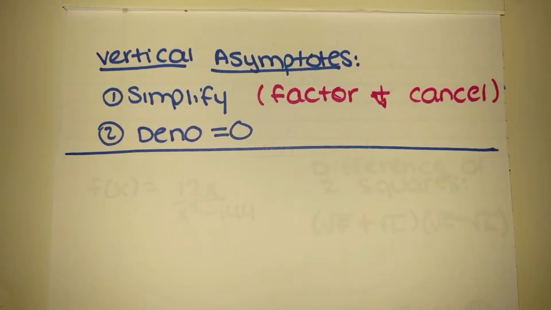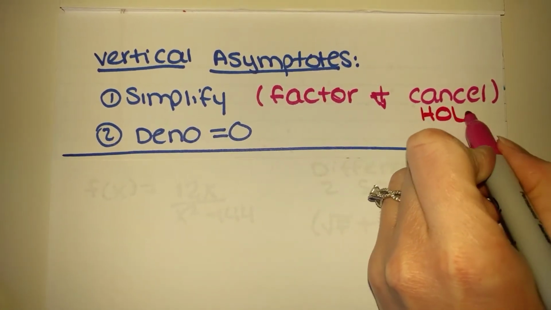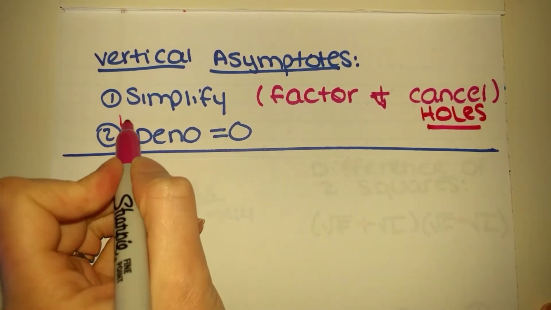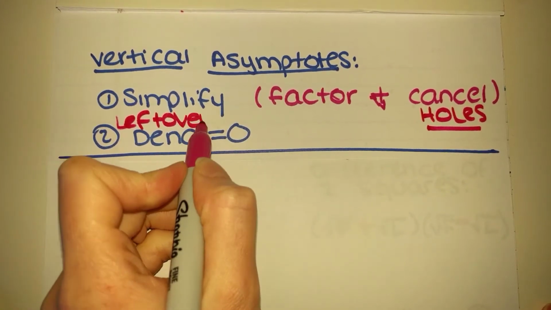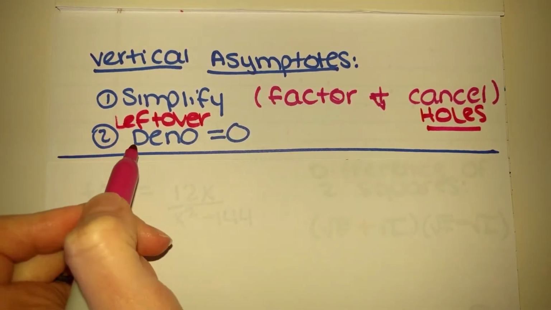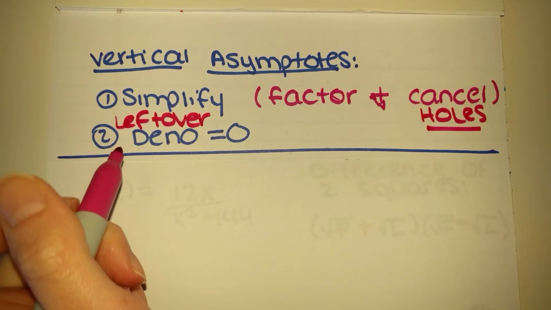To find vertical asymptotes, we are going to simplify and factor and cancel. Anything that cancels, those will be holes of the function. And then whatever is left over, that is what we set equal to 0. And those leftovers give us the vertical asymptotes.